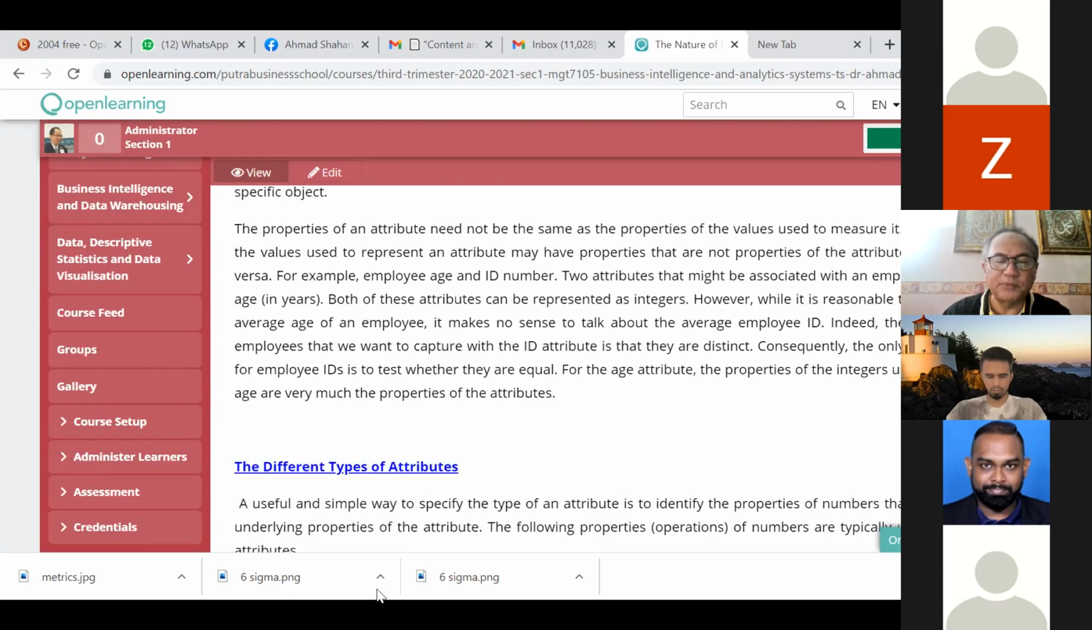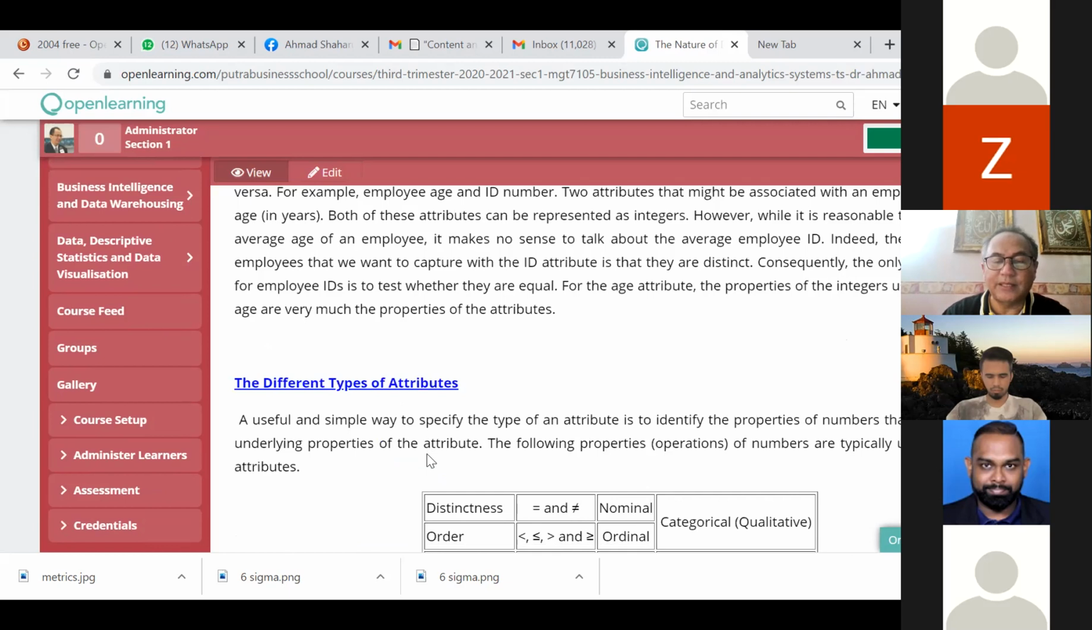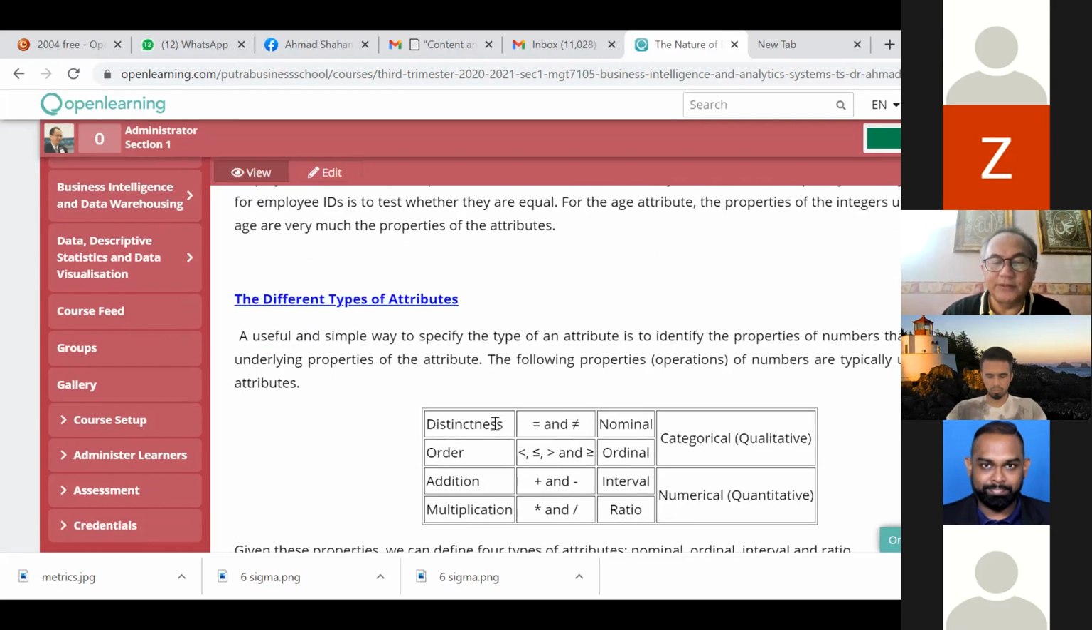So when you deal with attributes, these are the different types of attributes. We have distinctness, where you have equals or unequal. It's called nominal. We have order, which we call ordinal. We have addition, we call it interval. Multiplication, we call it ratio. There are two types of category for this attribute: qualitative category and numerical category. Numerical category is the thing that you can add and you can multiply. So this is a numerical category.